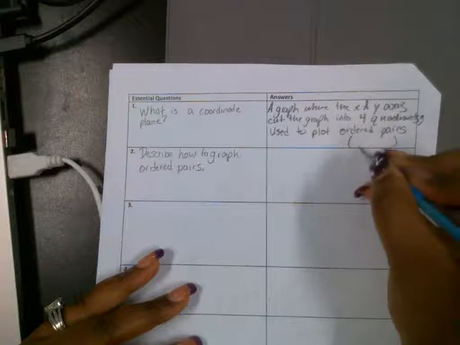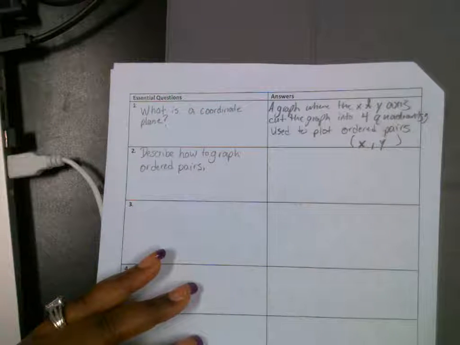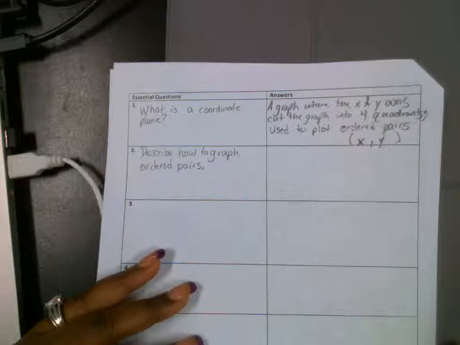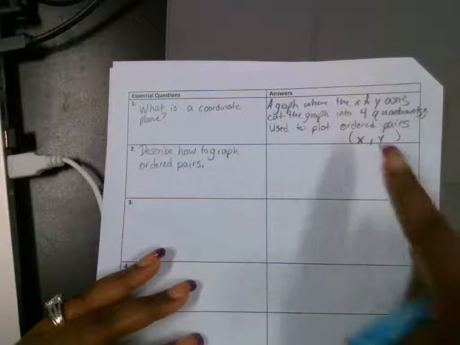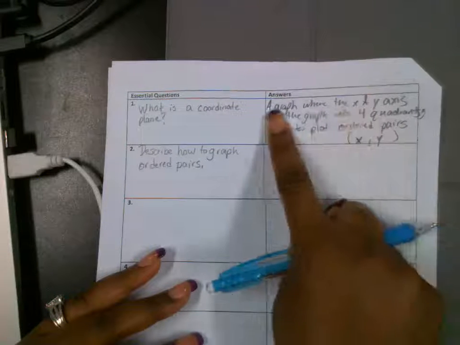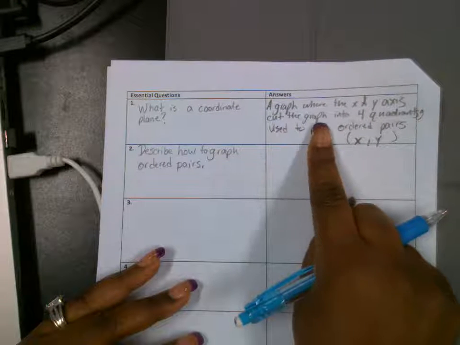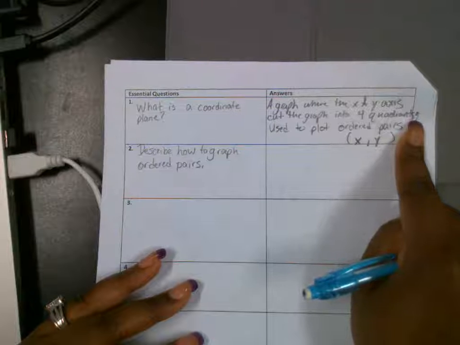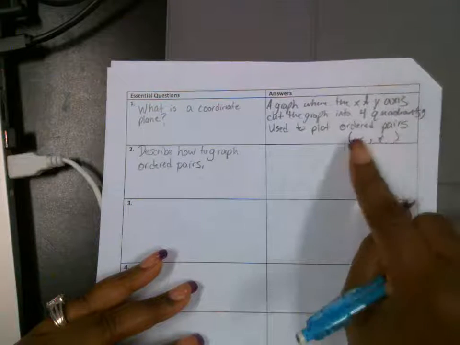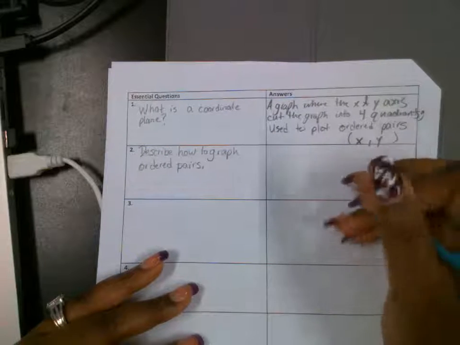Remember, an ordered pair looks like this. The first number is the X coordinate. The second number is the Y coordinate. And we've been dealing with that all week, okay? First number, X coordinate. Second number, the Y coordinate. No, like when it says the graph where the X and the Y axis cut the graph into 4 quadrants. Used to plot ordered pairs. And this is what an ordered pair looks like. The first number is the X coordinate and the second number is the Y coordinate.